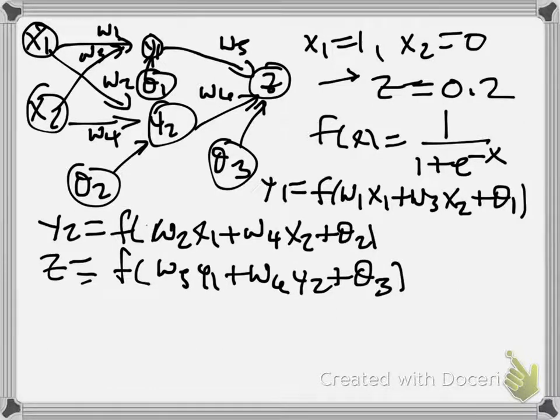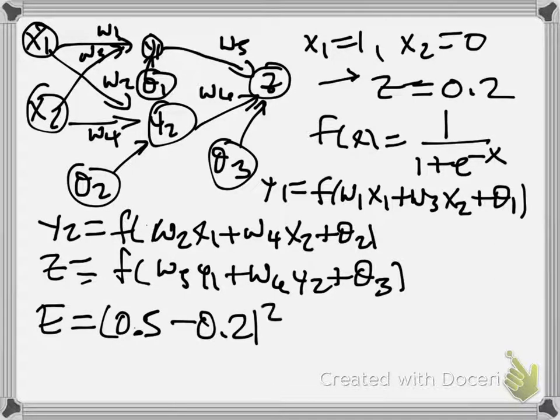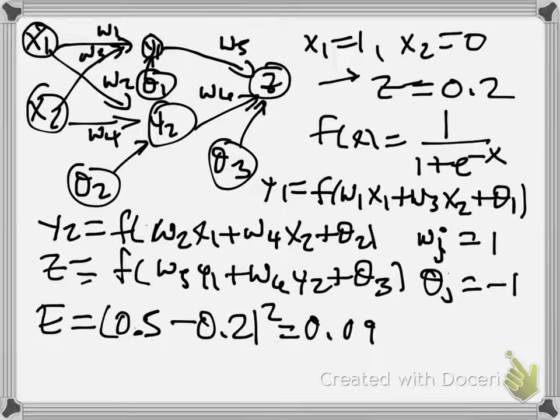Cool. And our error, remember in this case, was 0.5 minus 0.2 squared equals 0.09, right? Because if you plug everything in the case where all the W's are 1 and all our thetas are minus 1, we get that Z is equal to 0.5, so higher than we want it to. And in the last video we showed how to update W1 using backpropagation. Let's show how to update W6 and then maybe also bias using backpropagation.